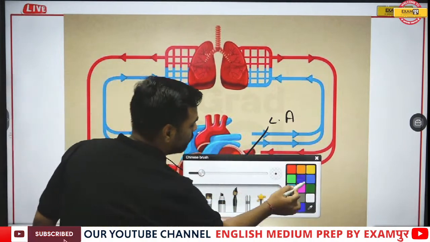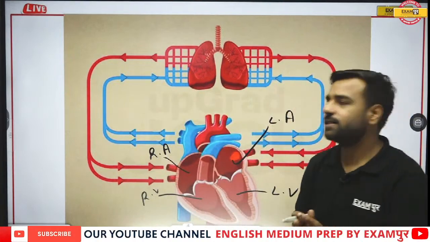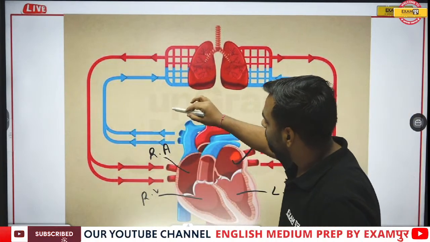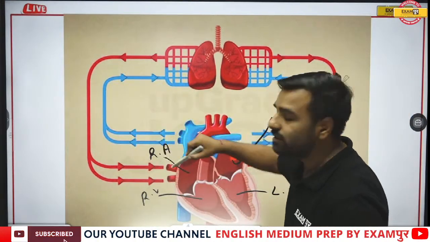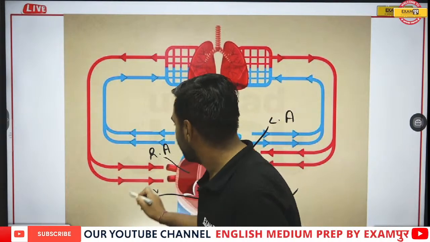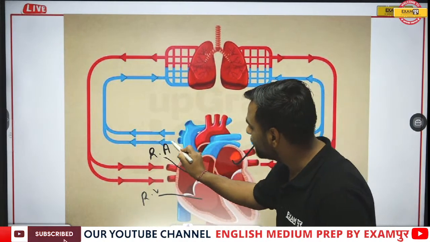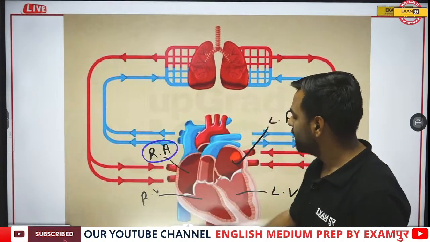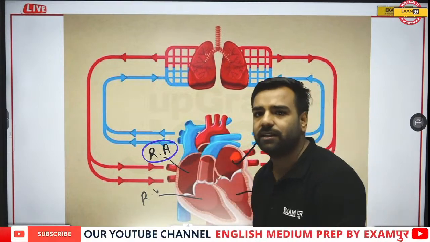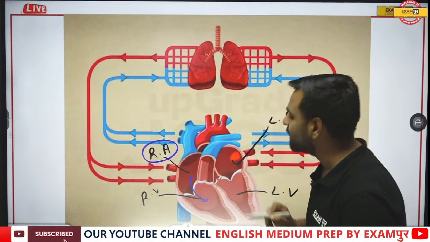Now we'll be understanding how blood is circulating. See, what happens, deoxygenated blood, that is the blood with a lesser amount of oxygen, enters into your heart. First of all, it enters the right atrium. As soon as it enters the right atrium, through the bicuspid valve, it enters into the right ventricle.